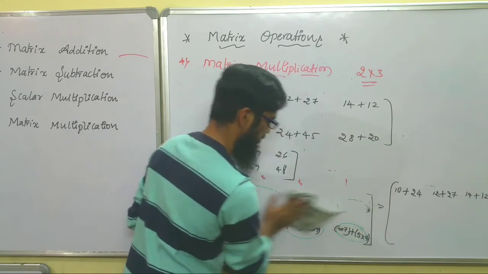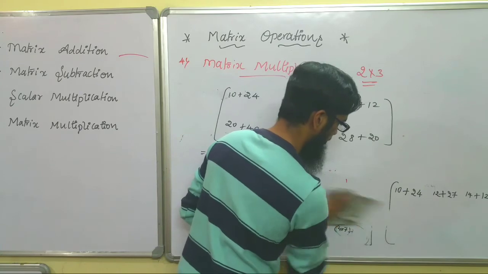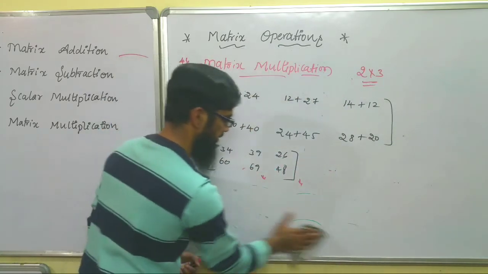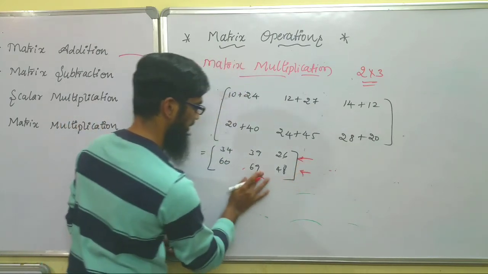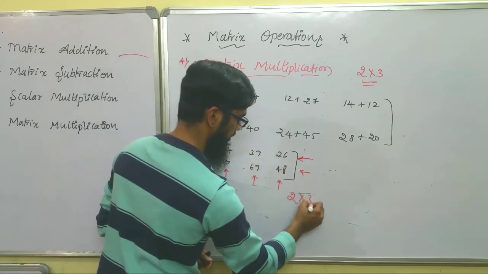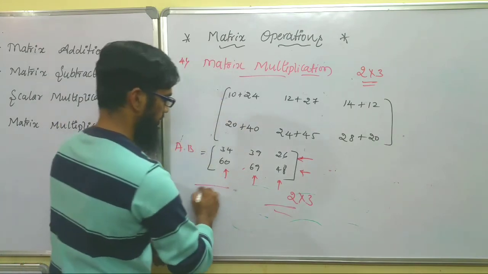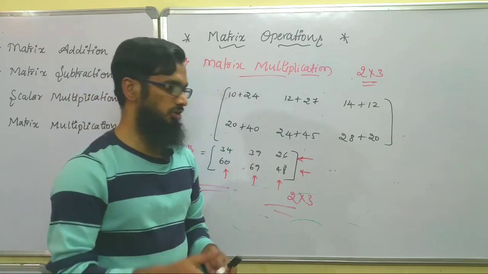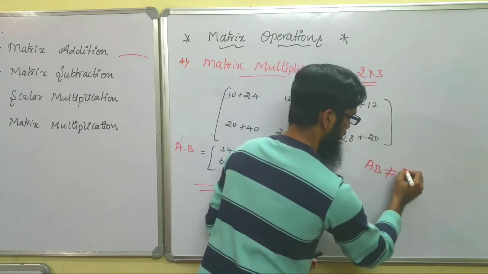I hope you are getting this. Now you just compare with the order of the matrix, the final order of the matrix here. If it is 2 cross 3, then the solution is correct. There are 2 rows and 3 columns. This is the matrix multiplication A into B. So this is how we can multiply the matrices. But just remember that matrix A into B is always not equal to matrix B into A.